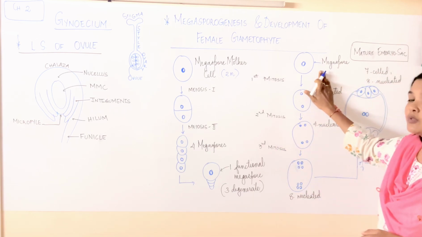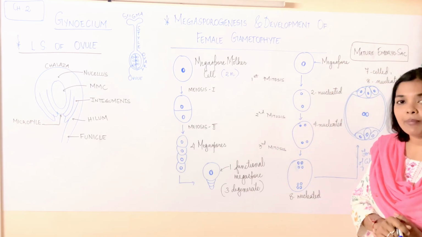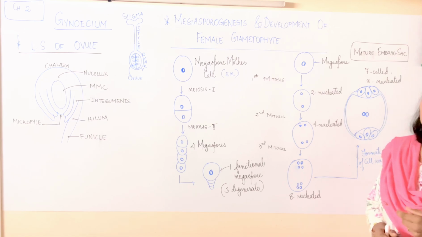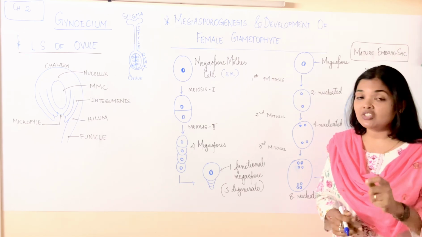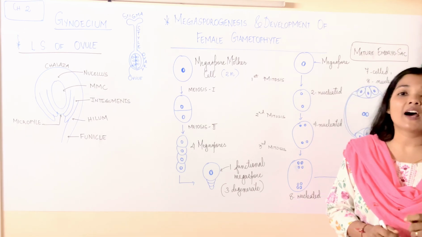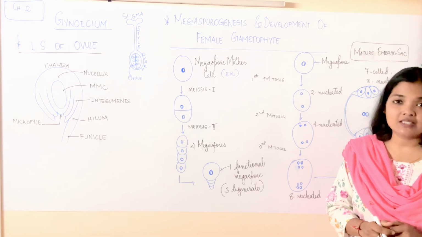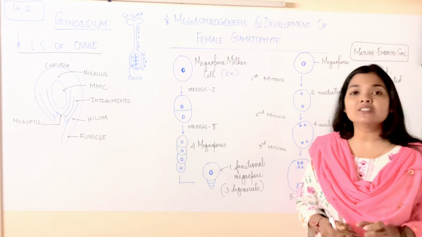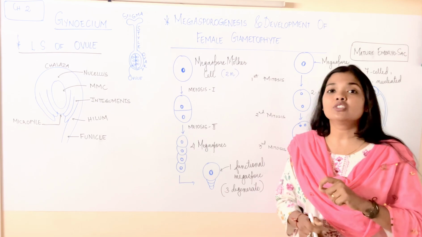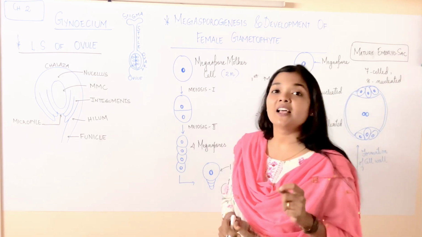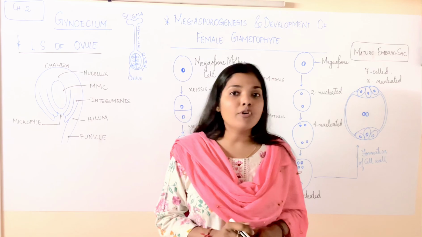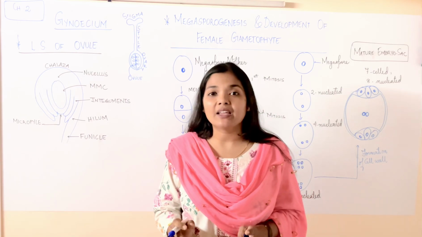This functional megaspore further undergoes development, in which it will go through 3 mitotic divisions. These mitotic divisions are only karyokinesis. The term karyokinesis means nuclear division, which is not followed by cell wall formation. When cell wall formation occurs, we call it as cytokinesis.